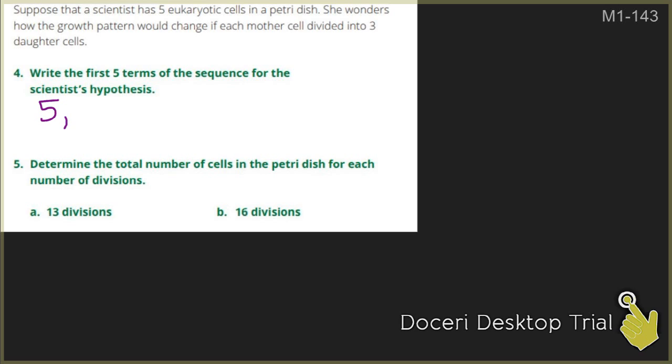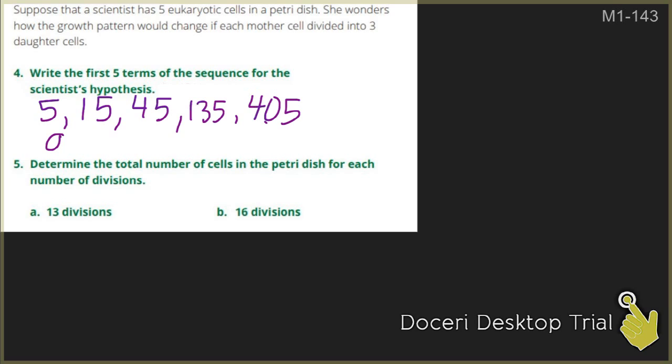So now we have 5 times 3, which is 15. 15 times 3, which is 45. 45 times 3, which is 135. That's 4 terms, and then our 5th term would be 405. So there's our first 5 terms, 1, 2, 3, 4, 5. Now, to determine the 13 divisions and the 16 divisions, I like to have the explicit formula. That's the easy one. So, let's write an explicit formula here.